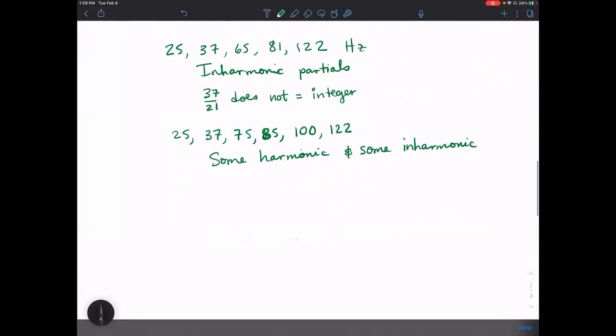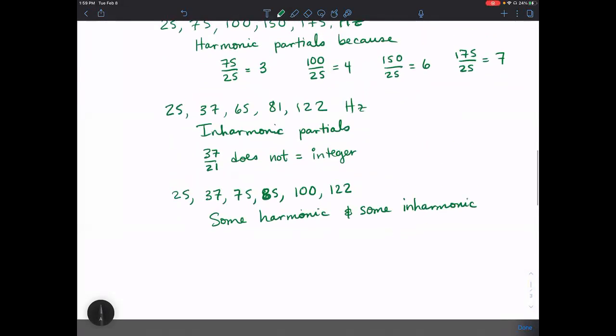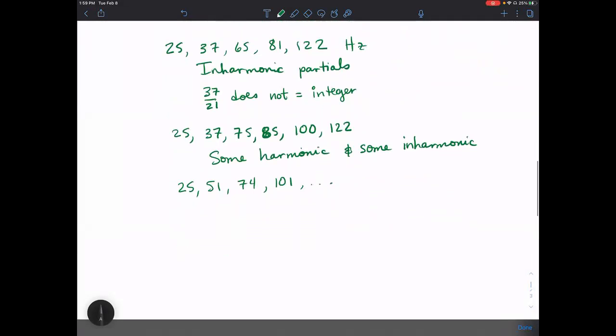And then you might have some that, I don't think it is in this list, we'll get to it more later, but if it's like 75, 51, 74, 101, you know that they're almost integer multiples, then those would be almost harmonic or slightly inharmonic. But again, I don't think that's on this test. We'll get to that more with musical instruments.